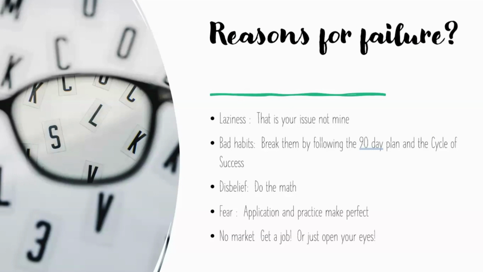You can break a bad habit if you follow the 90-day plan in the cycle of success. It takes about 90 days of active management to get rid of some of the bad habits. Some people don't even believe it can happen. That's why I keep telling you, do the math, do the math. See how easy it is to get to $250,000 a year.